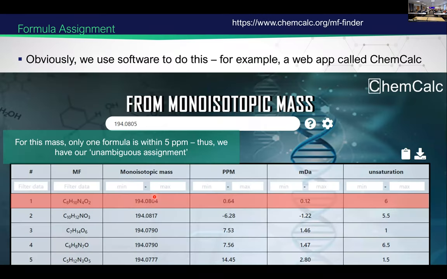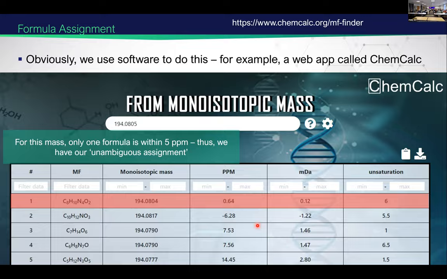And so when we do formula assignment, there's a whole bunch of software tools. For the purpose of visualization, there's an example website from ChemCalc where you can put in a mass and it will tell you all of the possible formulas that come out. Obviously, we don't do it by hand, by pen and paper. If we have this mass here of 194.0805, there's only one formula that's within 5 ppm. So you could be pretty confident that that formula is the correct one. These other species have much larger errors, relatively speaking.